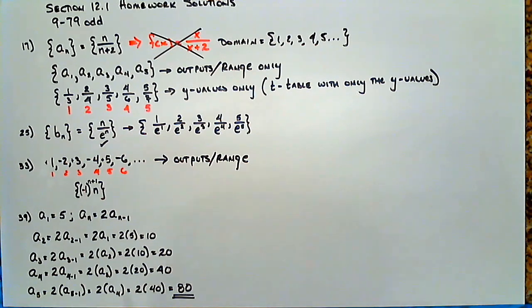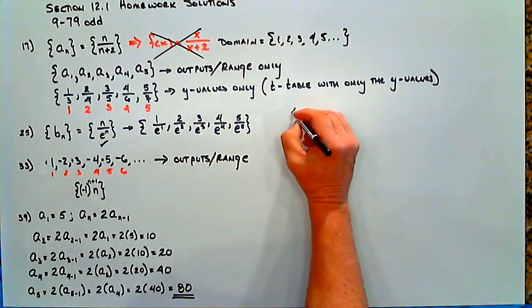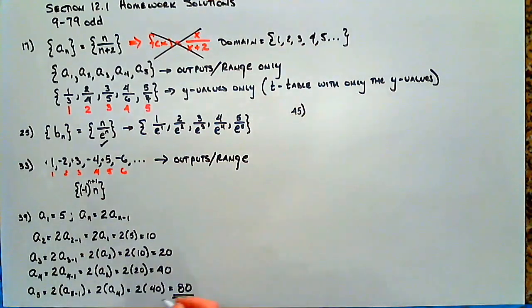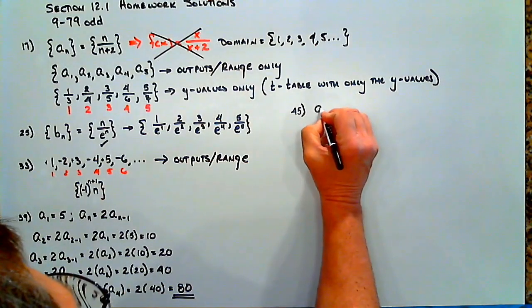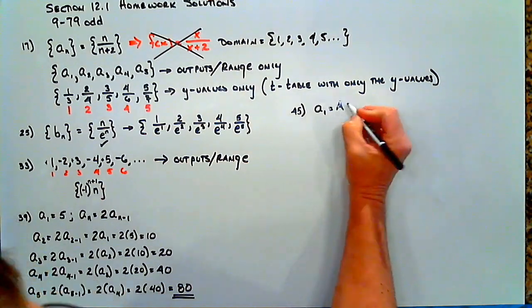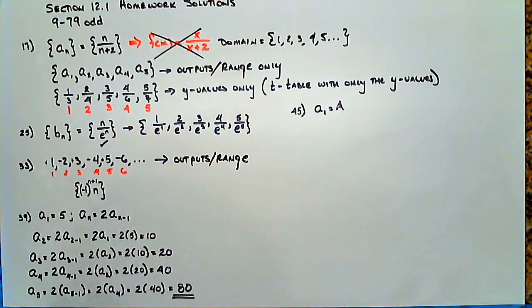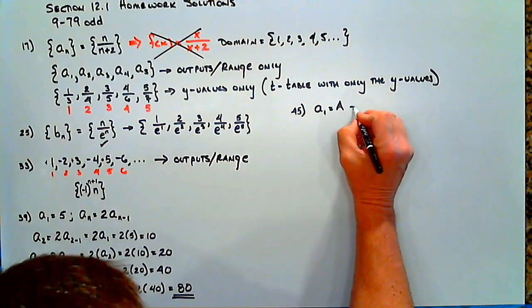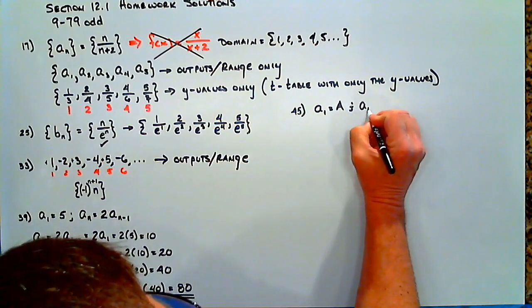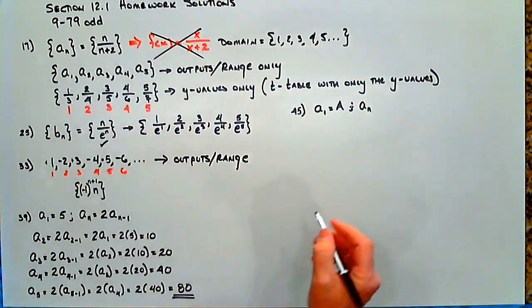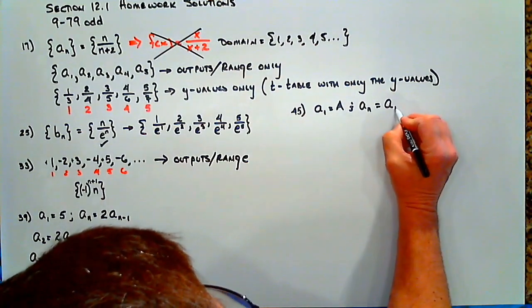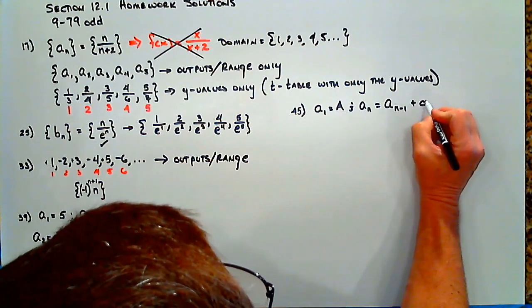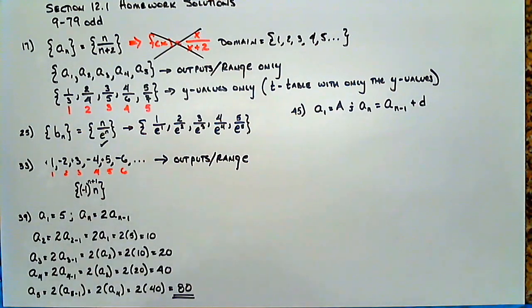All right. Let's do another one. We'll do one like 45. 45 says, oh my goodness. It says my first term is a. It's not a number. It's just a. It's a constant. It's a. Okay, my first term is a. And then it says my next term is my previous term plus d. D is also just a constant.